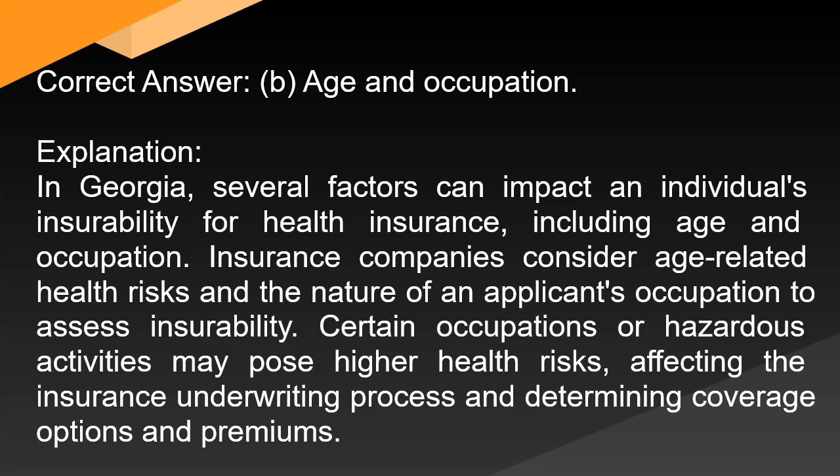Correct answer. B. Age and occupation. Explanation. In Georgia, several factors can impact an individual's insurability for health insurance, including age and occupation. Insurance companies consider age-related health risks and the nature of an applicant's occupation to assess insurability. Certain occupations or hazardous activities may pose higher health risks, affecting the insurance underwriting process and determining coverage options and premiums.